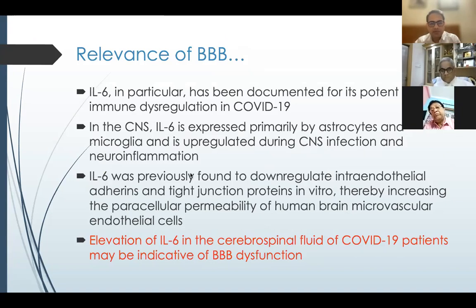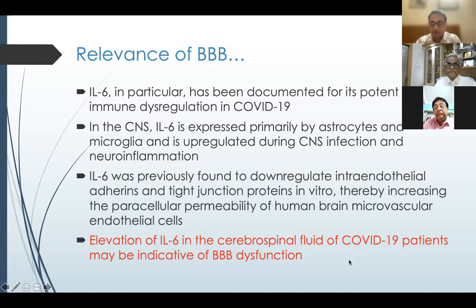And IL-6 was previously found to downregulate the intraendothelial adherens and tight junction proteins in vitro, thereby increasing the paracellular permeability of human brain microvascular endothelial cells. This is a very pivotal step. This IL-6 is causing this blood-brain barrier disruption, and elevation of IL-6 in the CSF may be indicative of blood-brain barrier dysfunction.